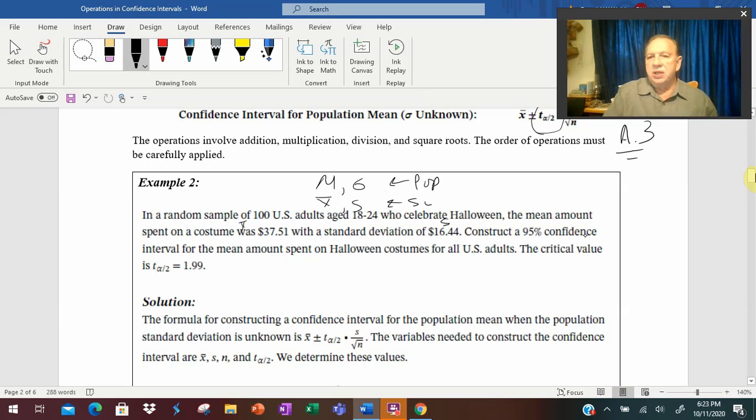Construct a 95% confidence interval for the mean amount spent on Halloween costumes for all US adults. The critical value is given, so they're going to give us that. We're not going to spend too much time on the tables. We'll do that in regular class.